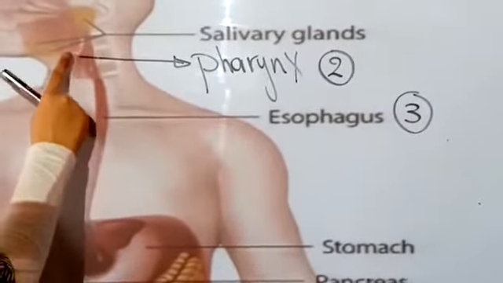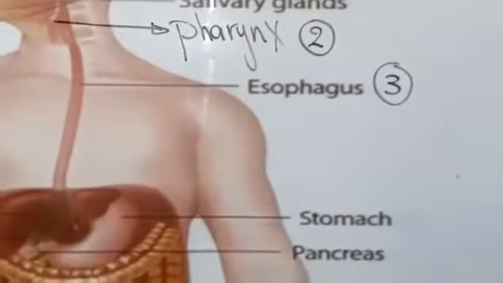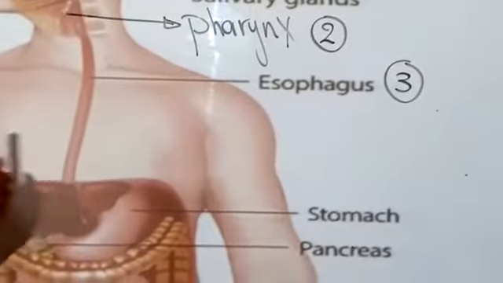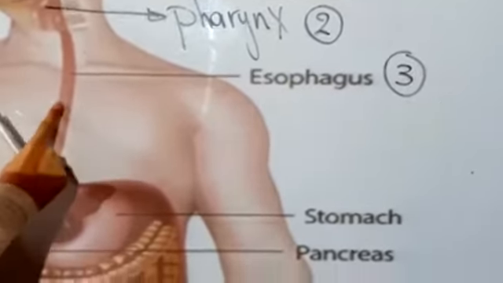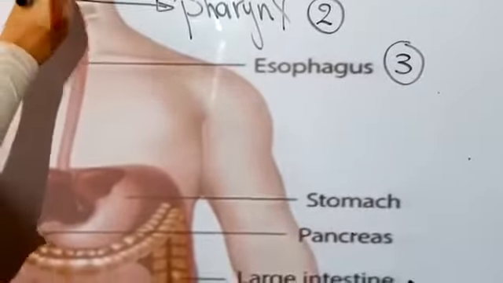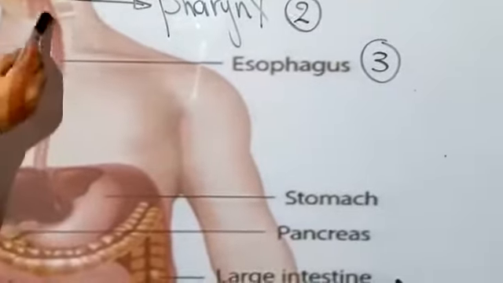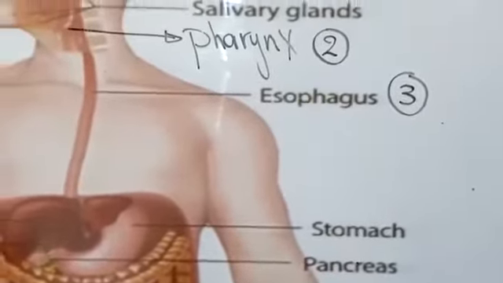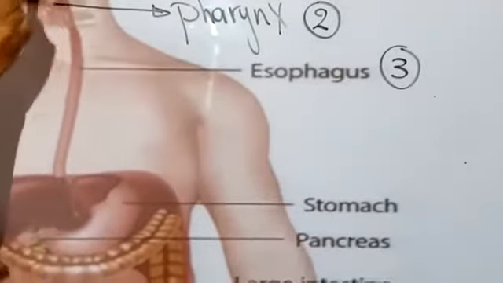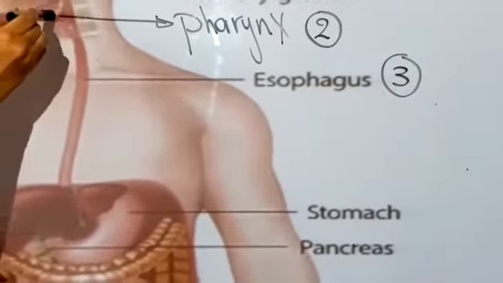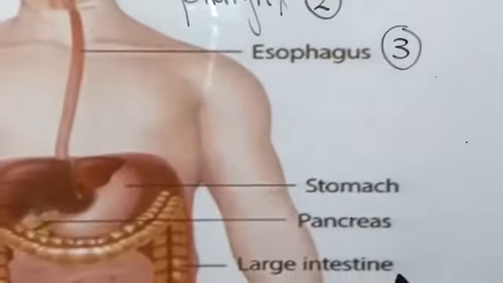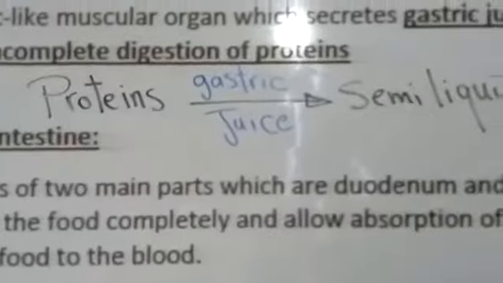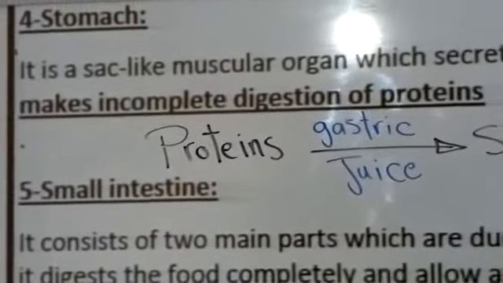So number 3, we have the esophagus. The esophagus is a muscular tube that allows food to pass from the pharynx to the stomach. So the esophagus is a muscular tube that allows the food to move from the pharynx to what? To the stomach. This is the esophagus. Number 4, we have the stomach. This is the stomach.